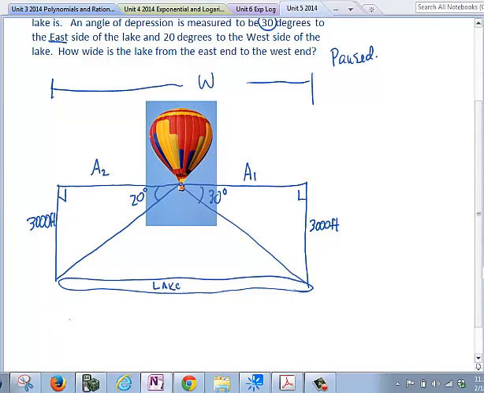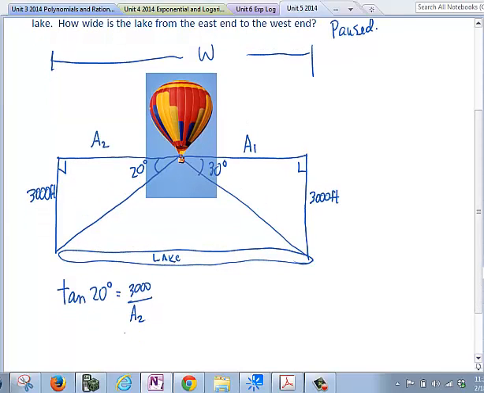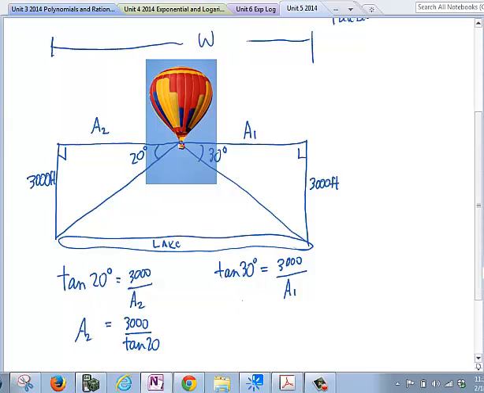So we're going to set up the first equation. We're going to say that the tangent of 20 degrees is equal to 3,000 divided by the adjacent side. And you just have to flip your diagonals, as we talked about in class many times. And that will give us A2. And likewise, tangent of 30 degrees will give us 3,000 over the first adjacent side, which is to the east. And if we flip diagonals again, A1 will equal 3,000 divided by tan of 30.